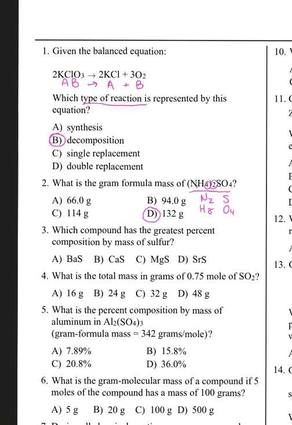Question 3 is asking which compound has the greatest percent composition by mass of sulfur. Okay, so if you look closely, you'll see that all of these metals that sulfur is bonded to are group 2 metals, right? Sulfur has a mass of 32, and I'm going to find the masses for the metals. The metals, barium is 137, and calcium is 40, magnesium is 24, and strontium is 88. I'm going to round that, right?